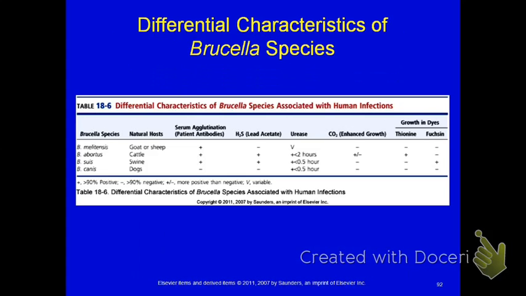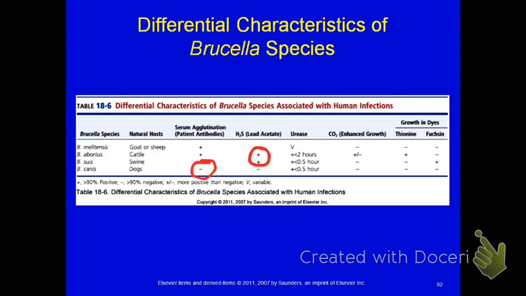Interestingly, this is how we differentiate the four species of Brucella. In the direct bacterial agglutination test, all of these would be helpful except for Brucella canis, since Brucella canis would usually have a negative result with this. On the ability to produce hydrogen sulfide, only Brucella abortus and Brucella suis would be positive.